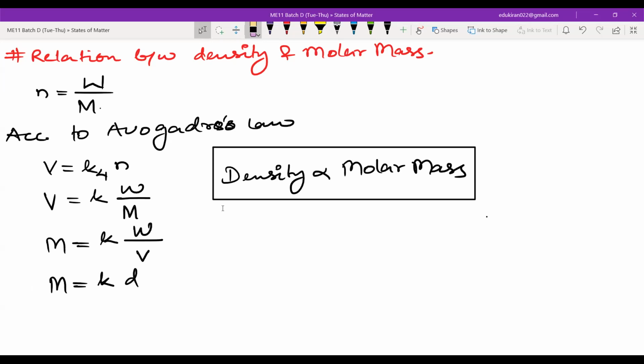Done? Done with the relation between molar mass and density? Yes or no? Yes, sir. Okay.